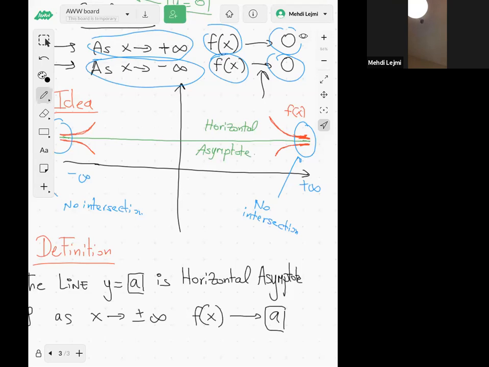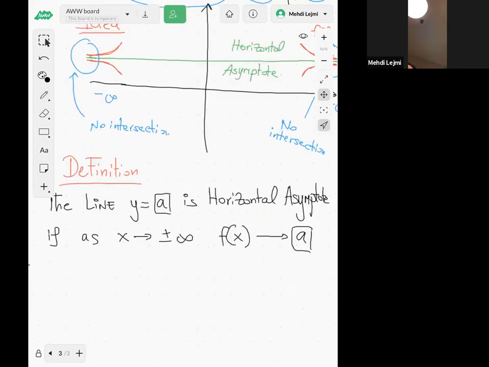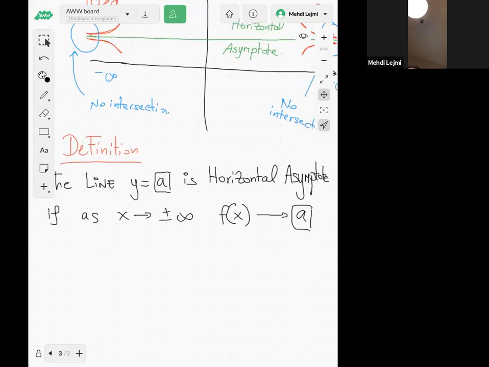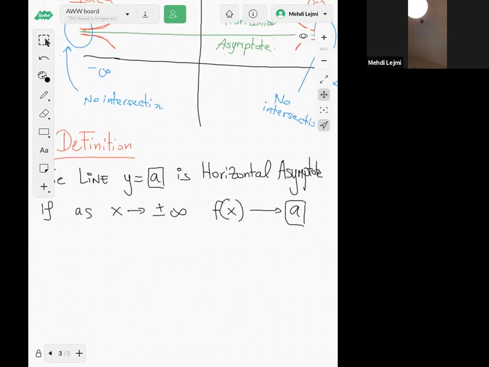So that's what I call a horizontal asymptote. All right, guys, I know it's too much information here, but we're going to use this horizontal asymptote and vertical asymptote to graph our rational functions. Now the question, of course, is how do we find the vertical and horizontal asymptote? It seems complicated the first time you see it, but actually it's not.